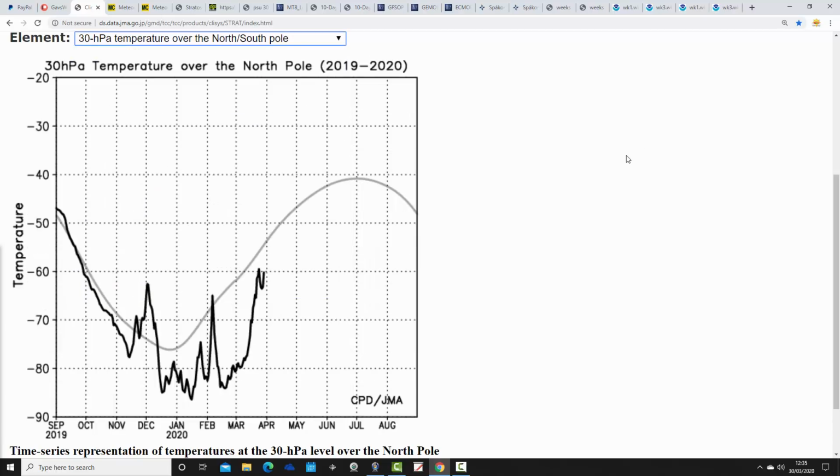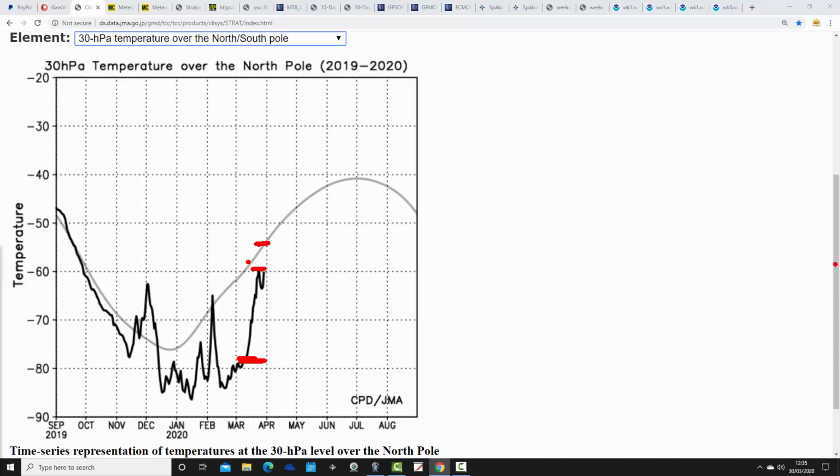If you go lower down to 30 HPA, which is closer to the troposphere, there we're still a little bit colder than average actually. You see the black line did lift up last week. It was down there earlier on in March. It went up to around there. That's where it still is right now. So the temperature has lifted up, but it is actually still a little bit under the grey line. At the end of March, we should be around there, somewhere around minus 55. We're actually around minus 60.